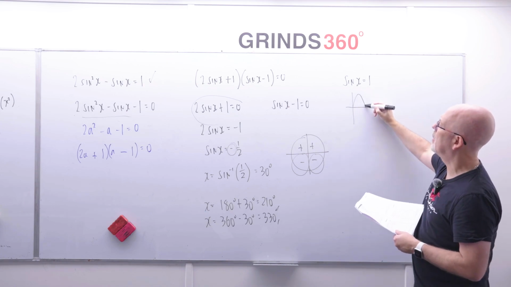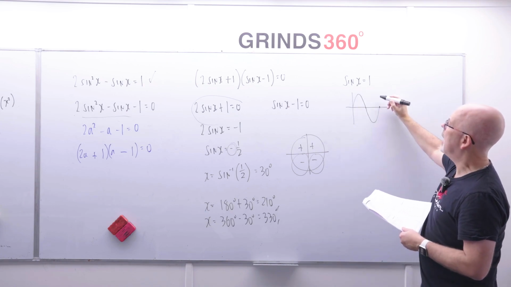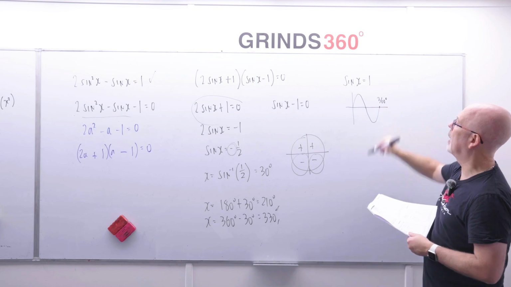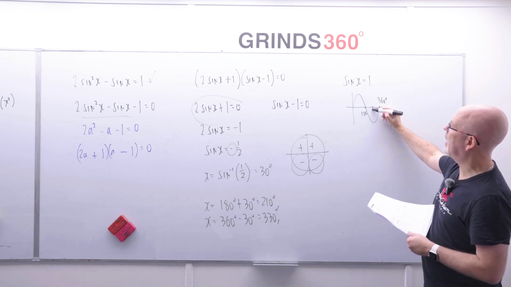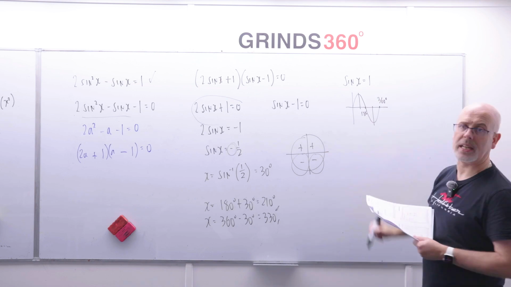Goes up in an n, goes down in a u like that. And the period is 360, that way. So remember, that's 180 there in the middle. And then that's 270, and then that's 90, right?